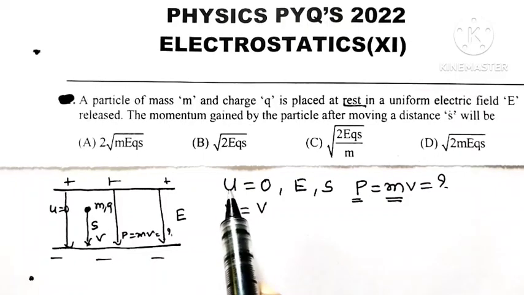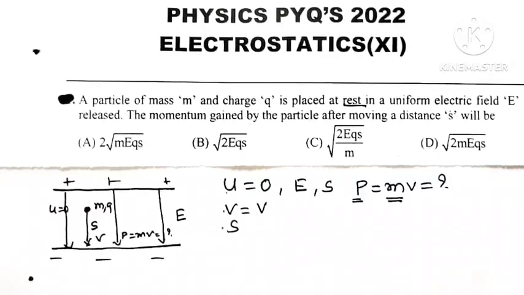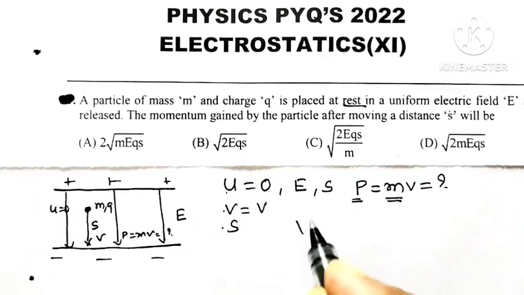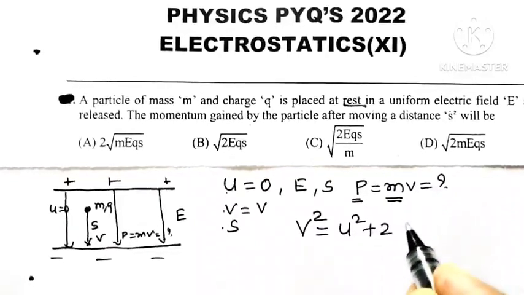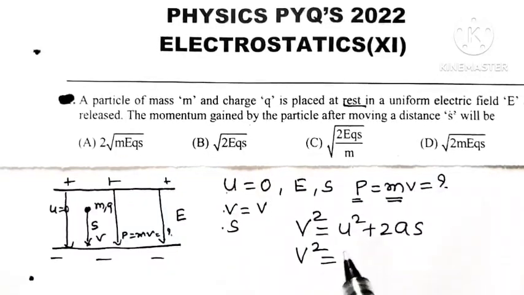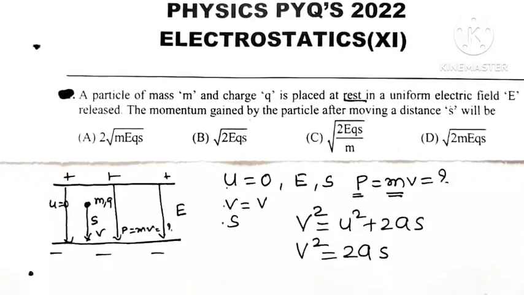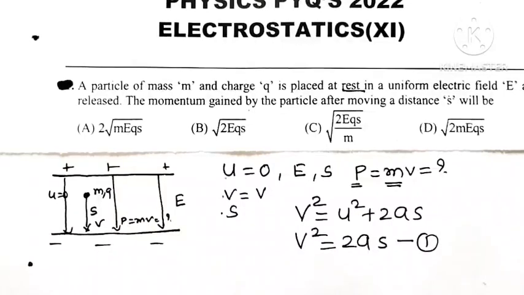Now the relationship between initial velocity, final velocity and displacement of the particle, according to the kinematical equation, is v square is equal to u square plus 2a into s. Here u is 0, so v square is equal to 2a into s. Say this is equation number 1.